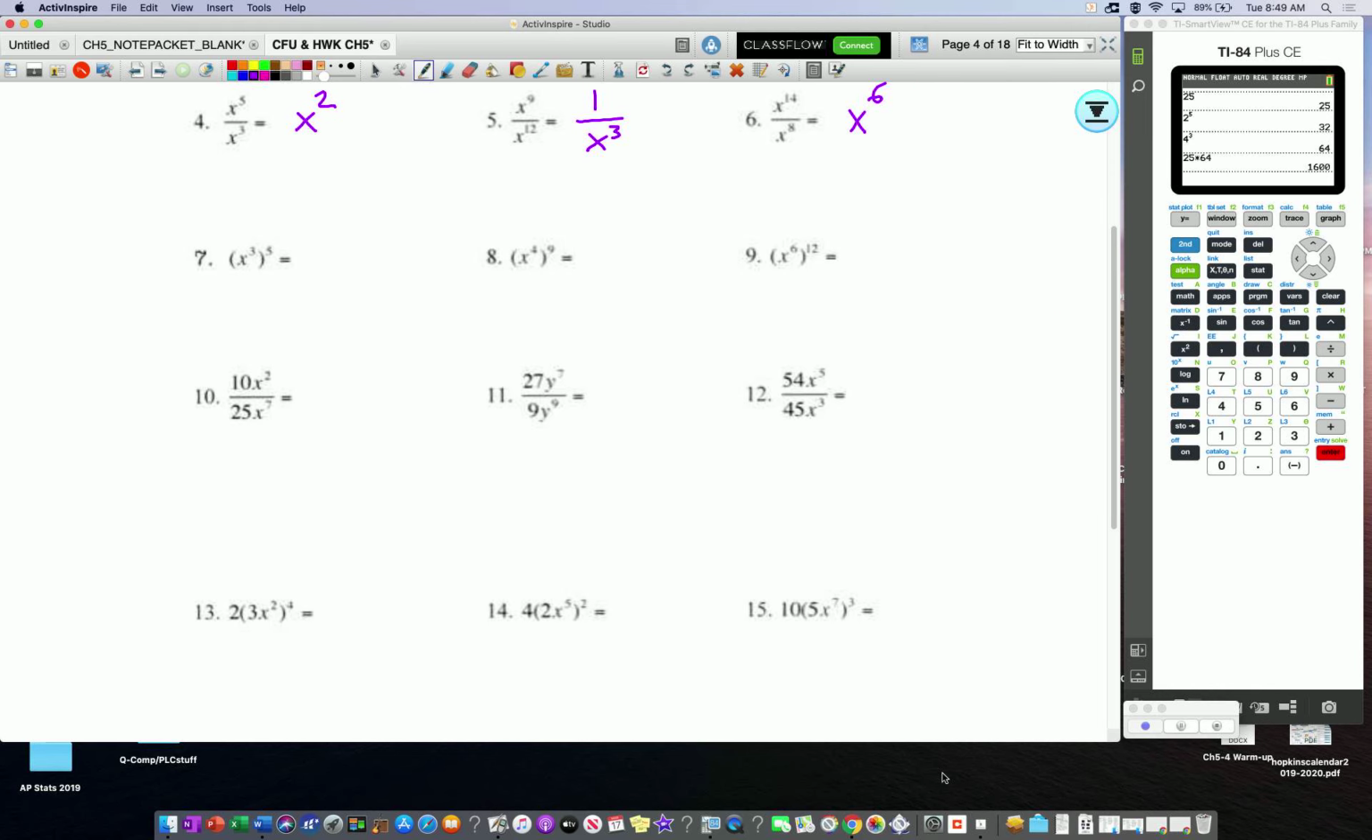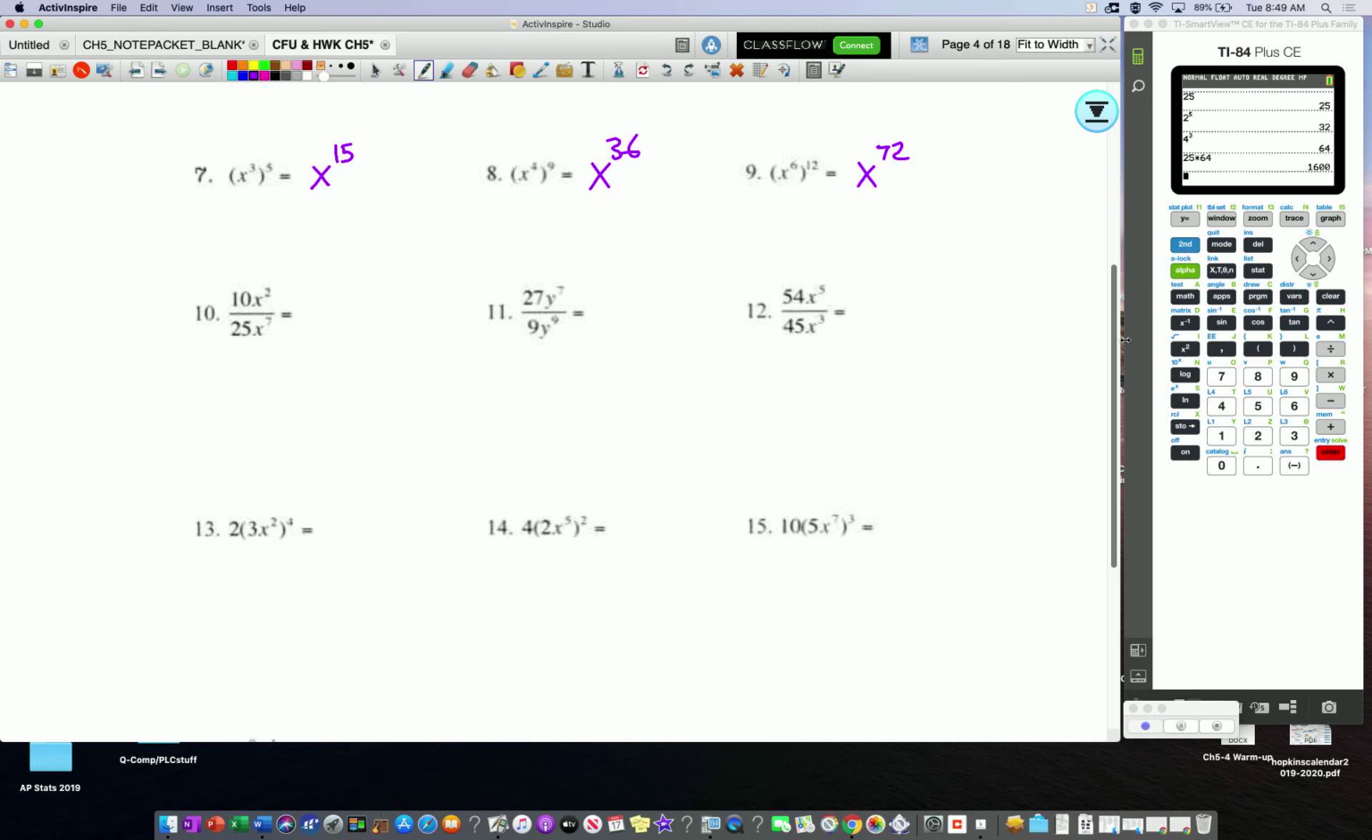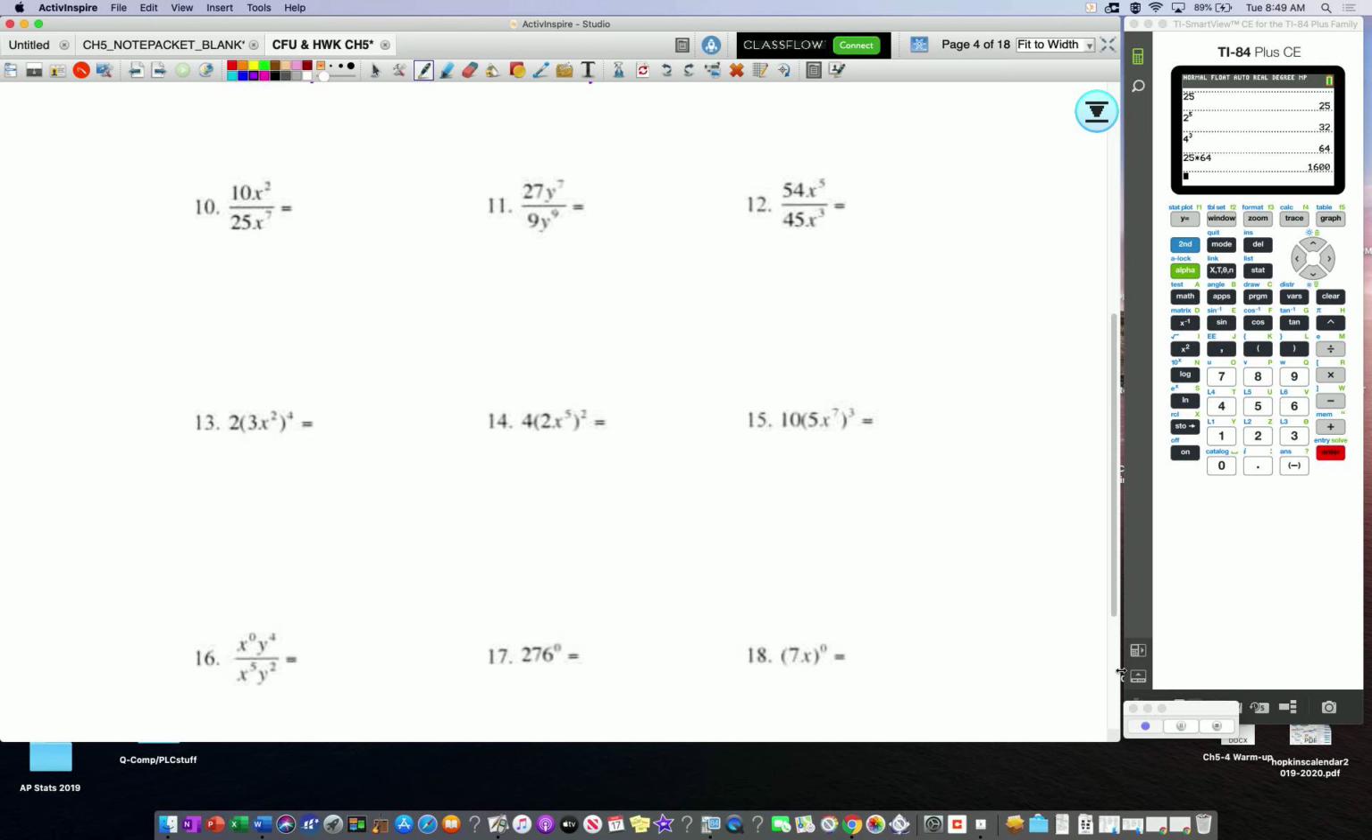Next rule is the power to a power. This is where you multiply exponents. So 3 times 5 is x to the 15th. 4 times 9 is x to the 36th. 6 times 12, x to the 72nd. Yes, these sometimes go this quick, at least I hope they do. We're already halfway done here.